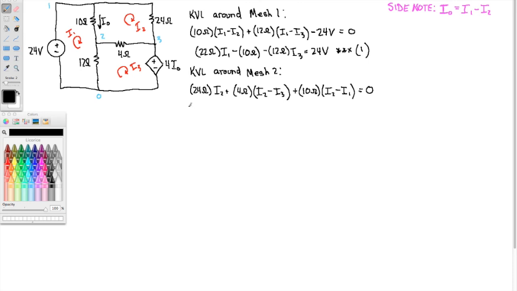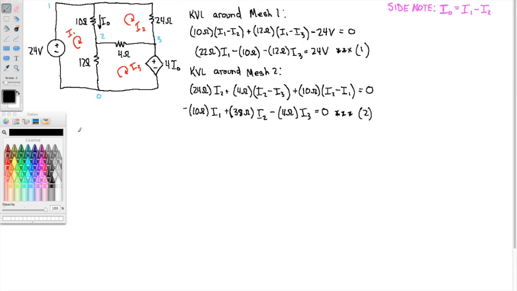So let me combine some like terms. I've got minus 10 ohms I1. I've got a 24 and a 4 and a 10, so that makes 38 I2. And I have a minus 4 ohms I3 equals 0. Okay, and so that's in the same form as equation 1. So we'll put some stars there, and we'll label that equation 2, and we'll come back to it.